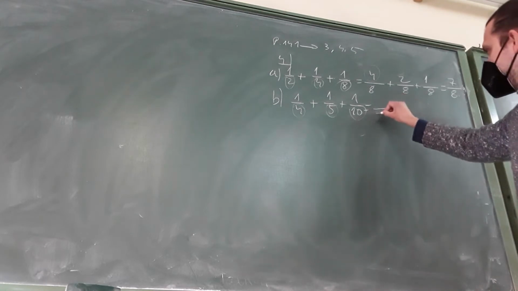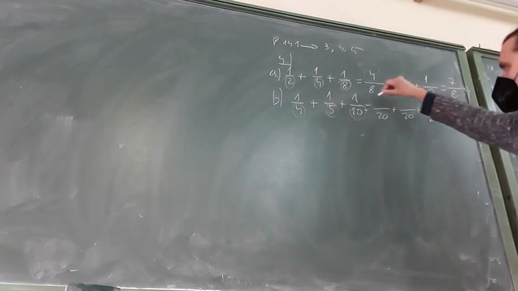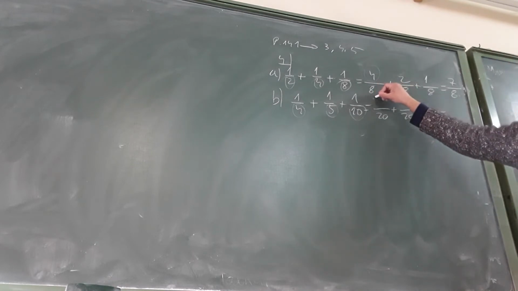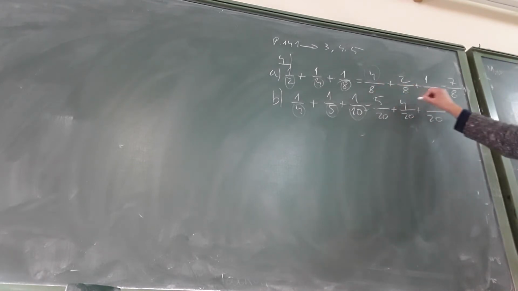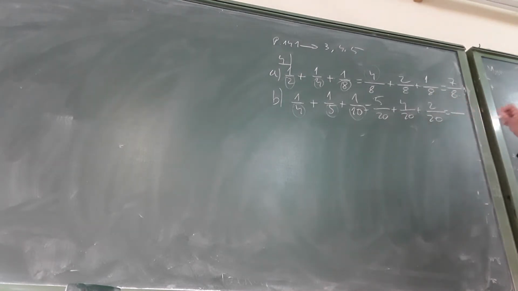Okay, then 20 here, 20 and 20. And Lucia, start telling me 5, 4 and 2. Yes. And then the result is 11 over 20. Right, perfect. Maria Lopez, this one is for you.